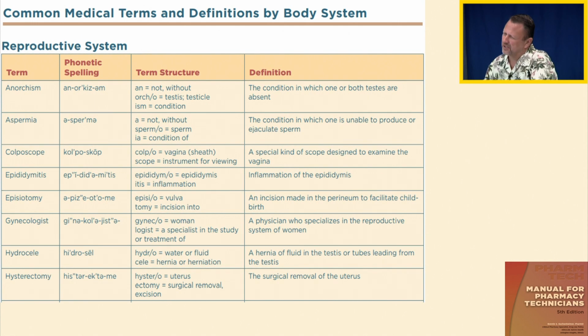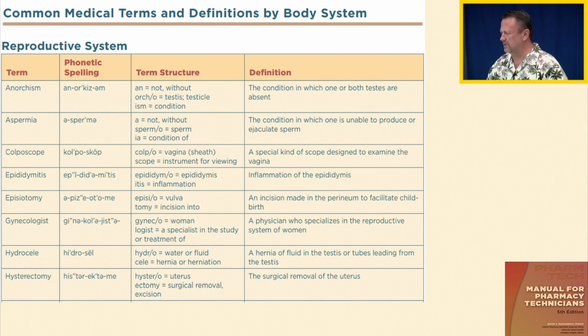In the reproductive system, we have anorchism, a condition in which one or both testes are absent. Aspermia means without sperm. Colposcopy is a type of scope used to look at the vagina. Epididymitis is inflammation or infection of the epididymis. Episiotomy is an incision made in the perineum to facilitate childbirth. A gynecologist is someone who specializes in the reproductive system of women.